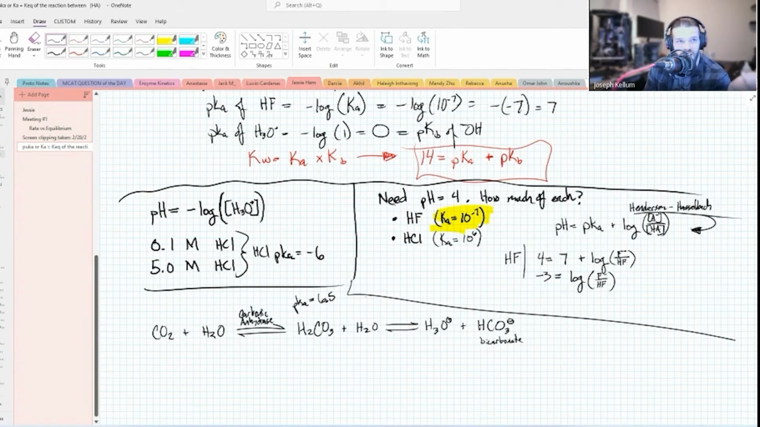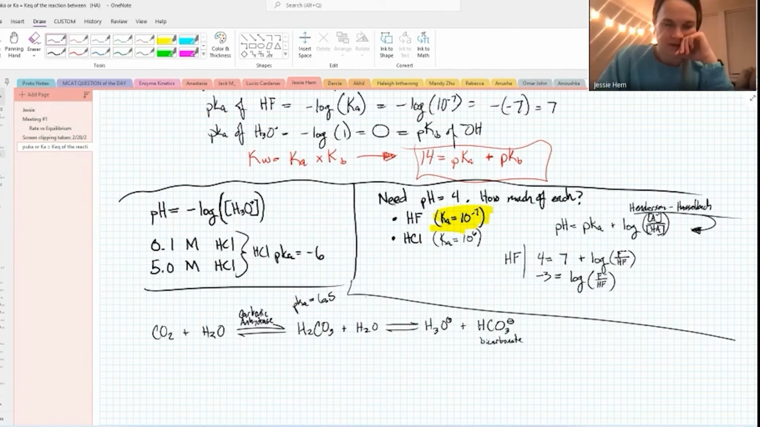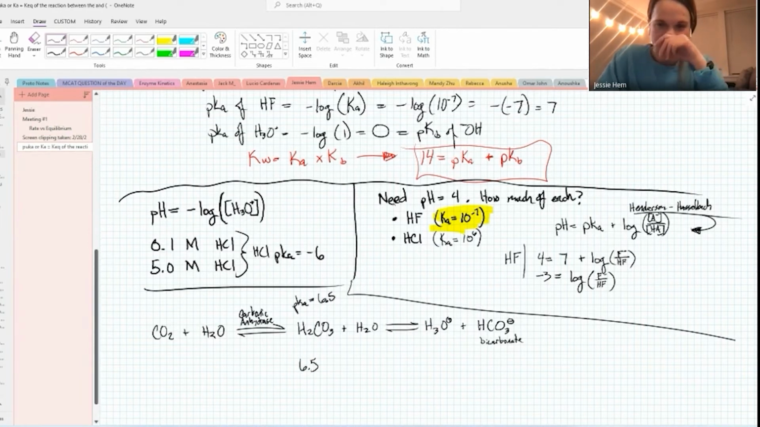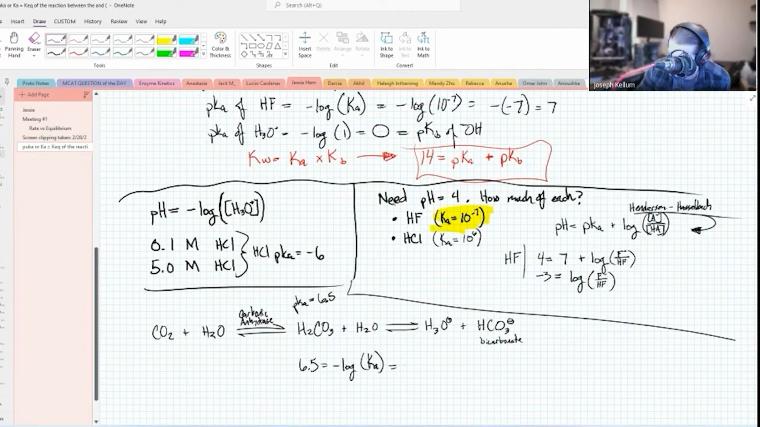If I tell you the pKa of carbonic acid is 6.5, then what's the Ka of carbonic acid? The pKa is the negative log of the Ka, so the Ka is 10 to the minus 6.5. Exactly. We'll just leave it there for now and won't simplify it further, although we can do that exercise if you'd like.